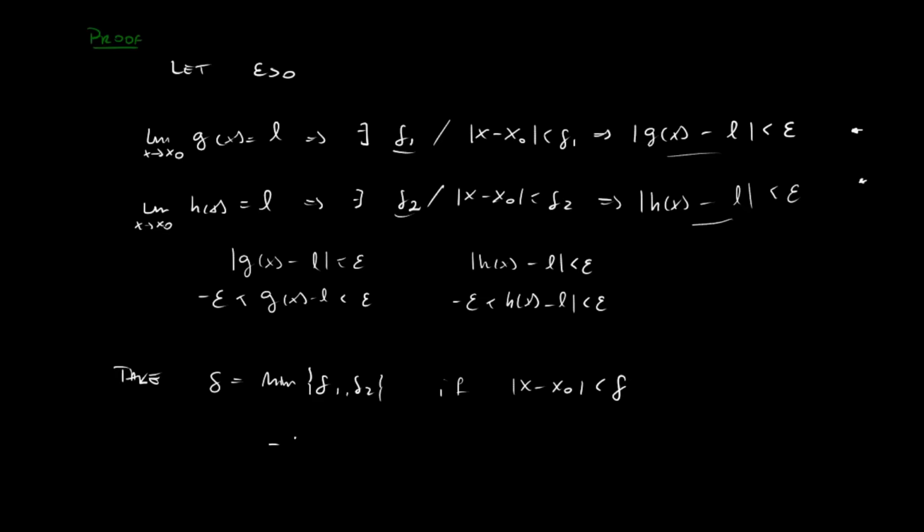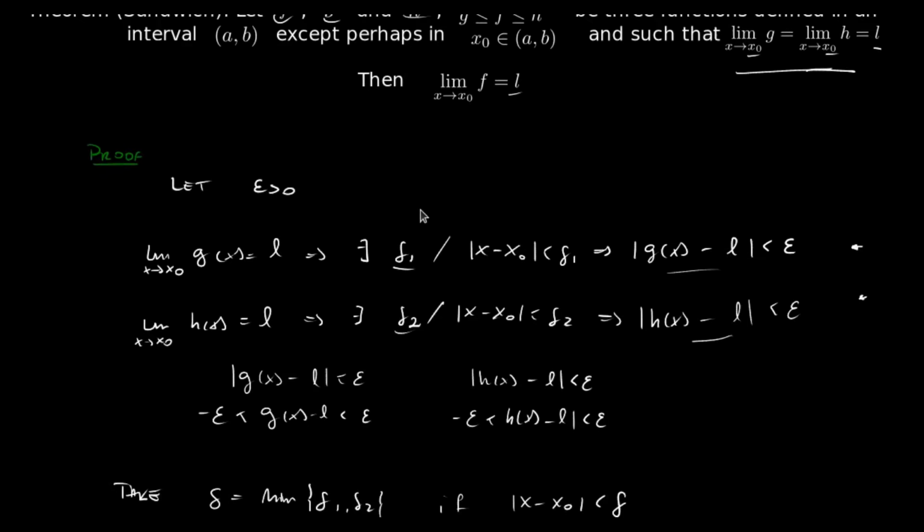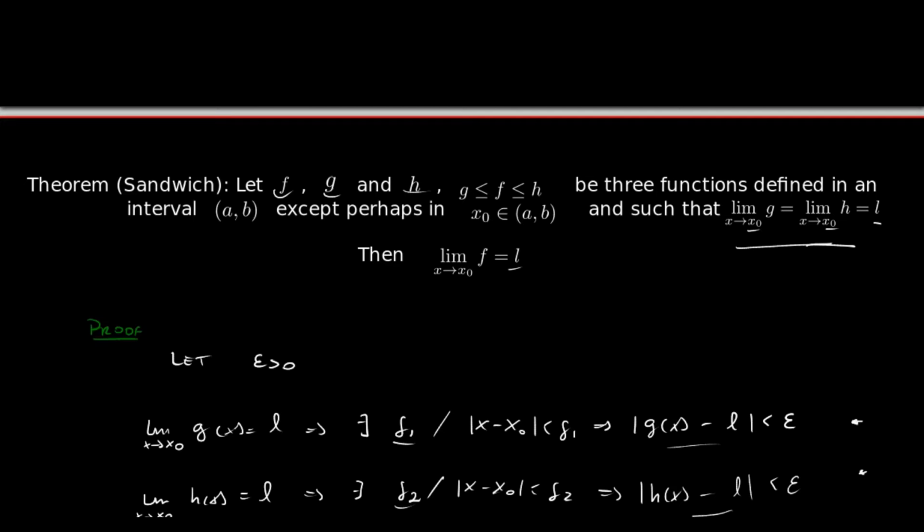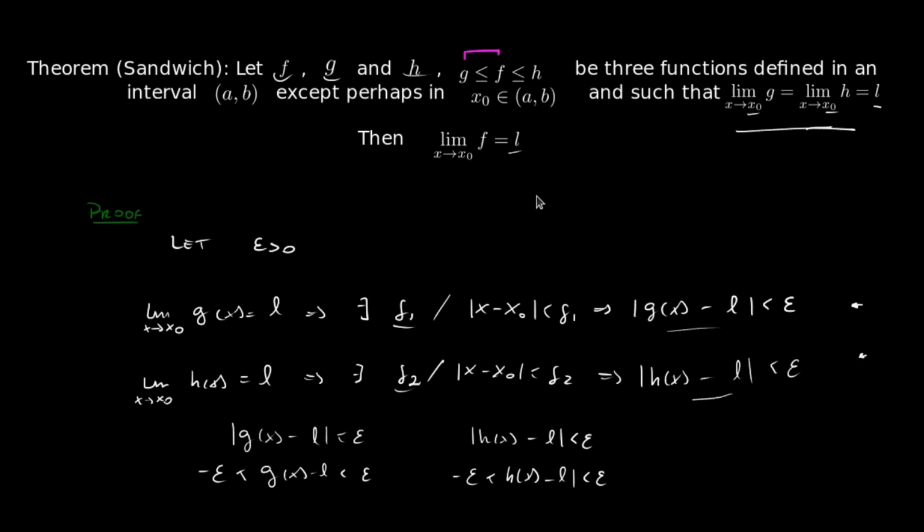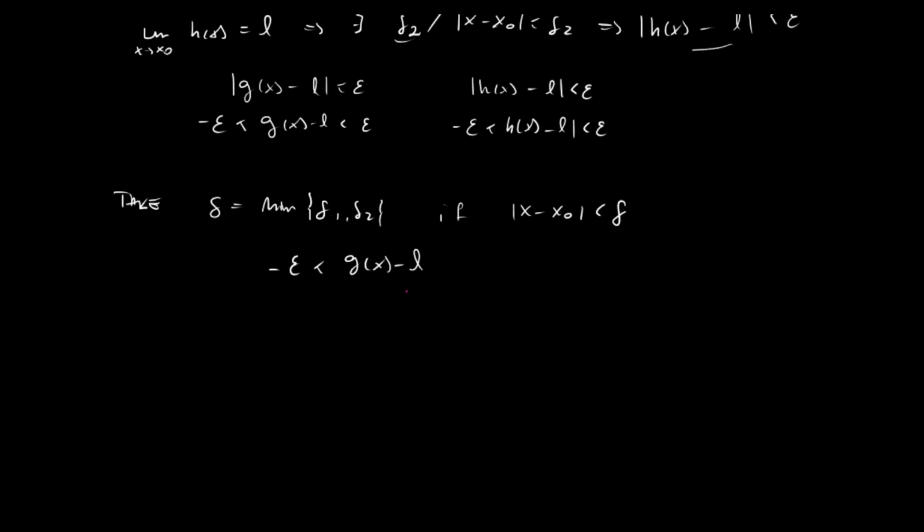And then what we have is that minus epsilon, we said it was smaller than g of x minus L. But now, because we have here in the hypothesis that g of x is smaller than f, here we're gonna have that g of x minus L is smaller than f of x minus L.